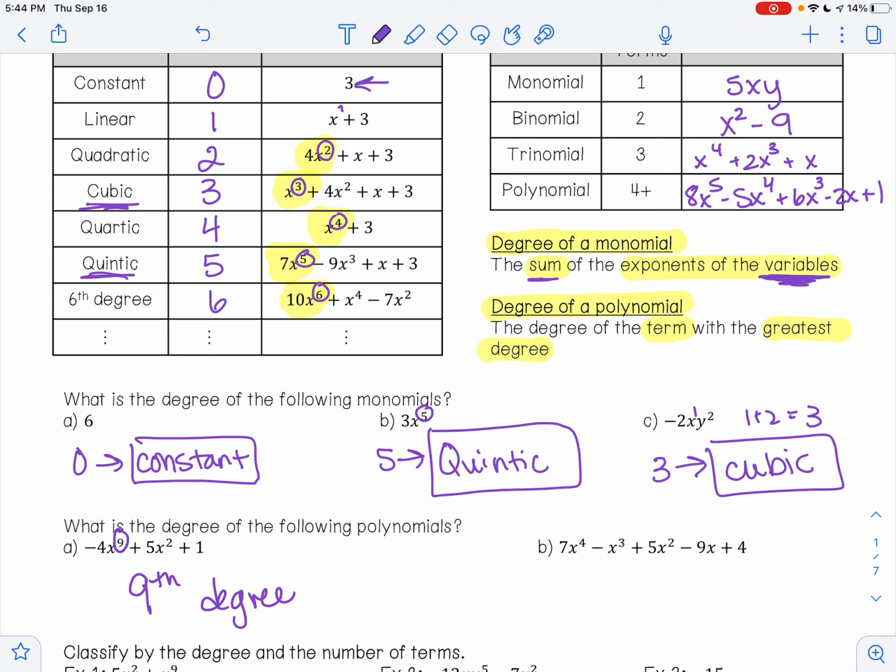For example B, I have 7x to the 4th minus x cubed plus 5x squared minus 9x plus 4. This is in standard form because my exponents go from highest to lowest. This is of degree 4, degree 3, degree 2, degree 1, degree 0. My highest exponent is 4. So when it's 4, that means that it is quartic.